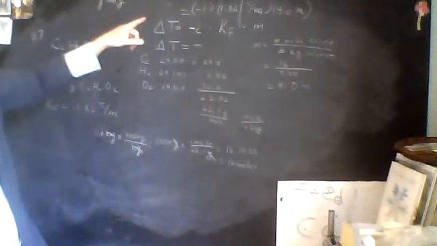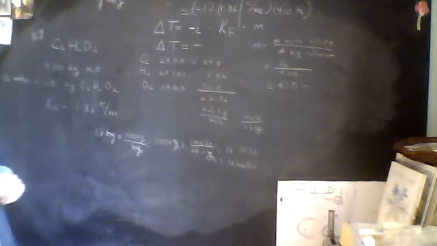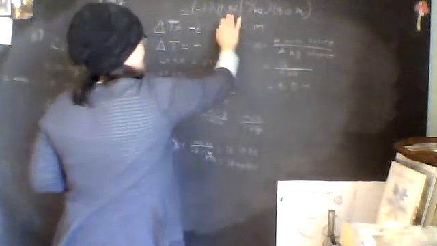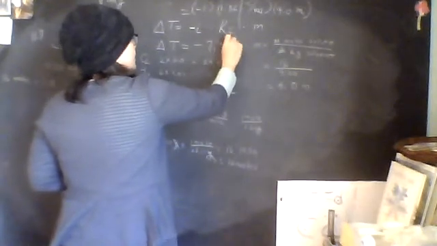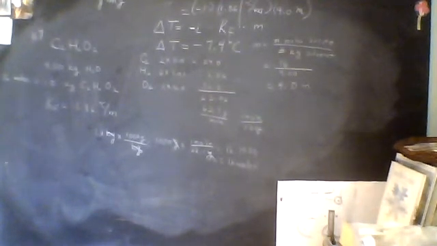So you multiply 1.86 times 4, which is 7.44. We're going to report 2 significant digits, so write negative 7.4 degrees Celsius. That is the change in temperature.